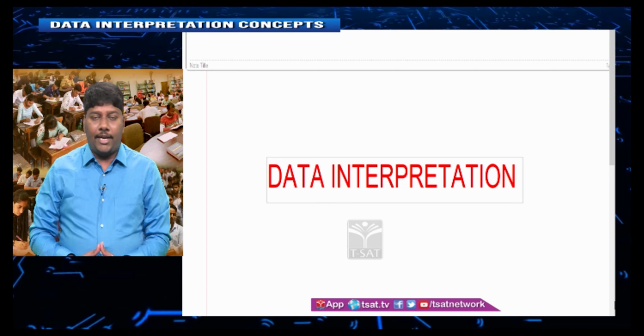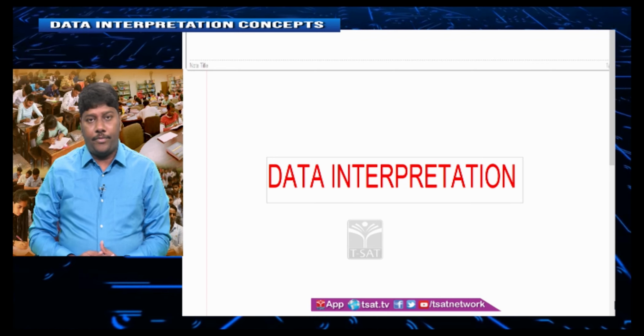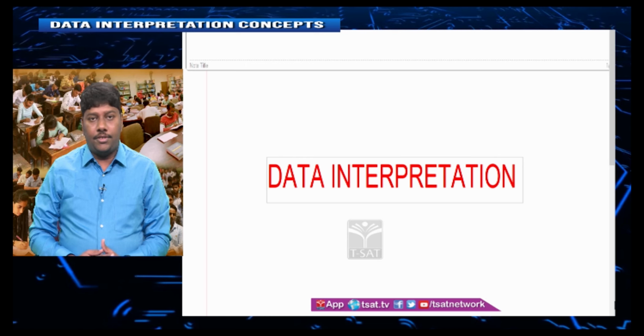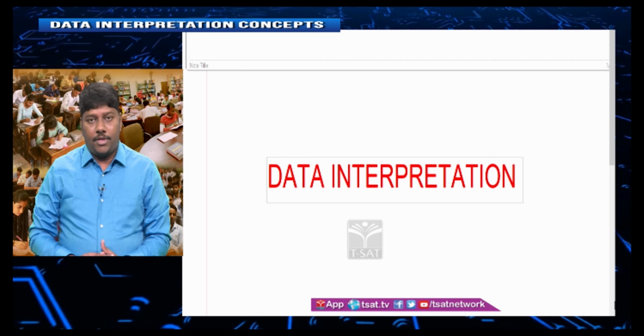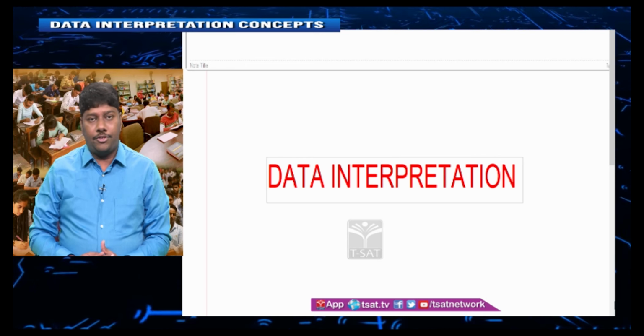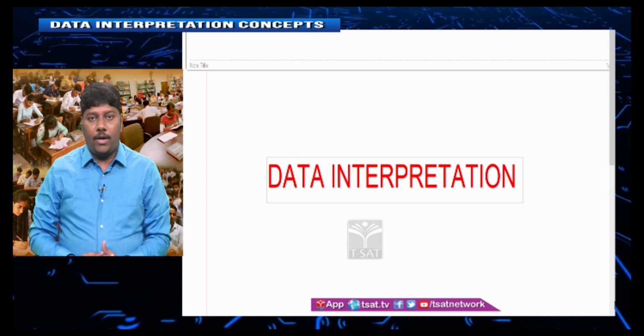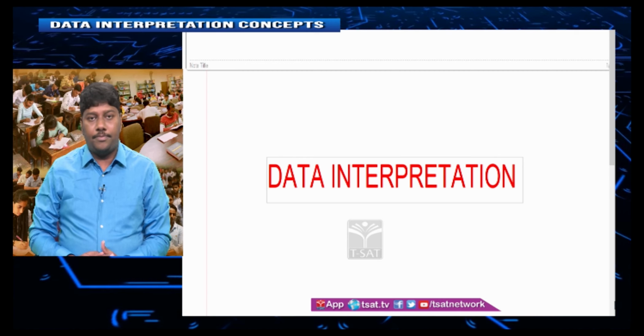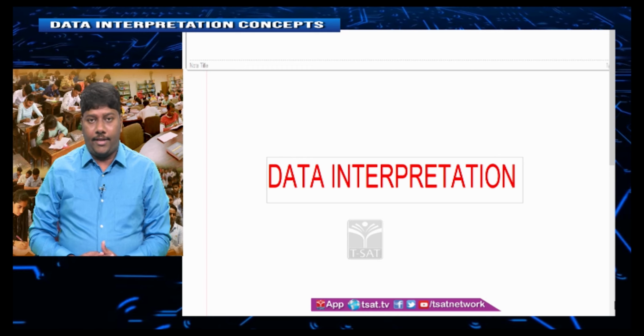So what kind of data interpretation questions may you get? Data interpretation questions will be of various types. They may ask you questions based on a bar graph, or a tabular graph, or pie charts, or a line graph.